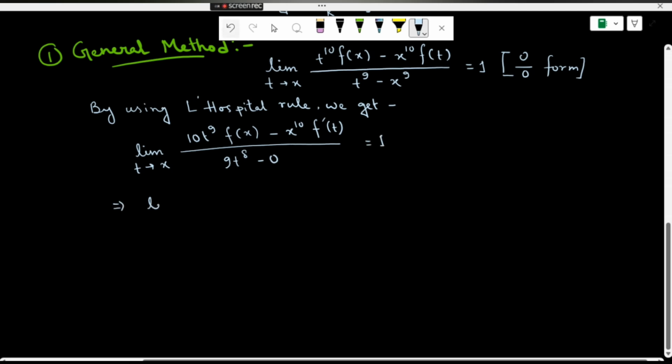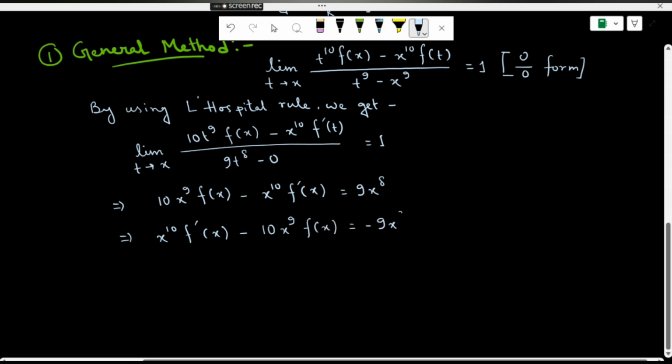Clear? Now, if we put here t as x, you can observe that now it is not the 0/0 form. So if we put t as x, you will get 10 x^9 f(x) - x^10 f'(x) is equal to 9 x^8. Now if we simplify it, we will get x^10 f'(x) - 10 x^9 f(x) is equal to -9 x^8.